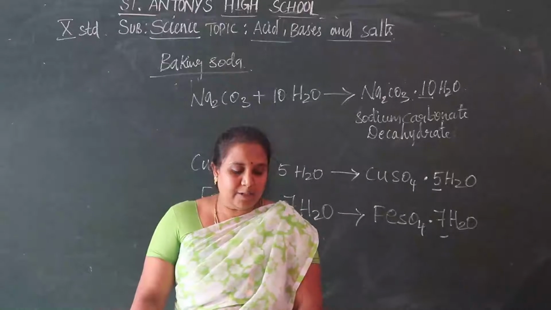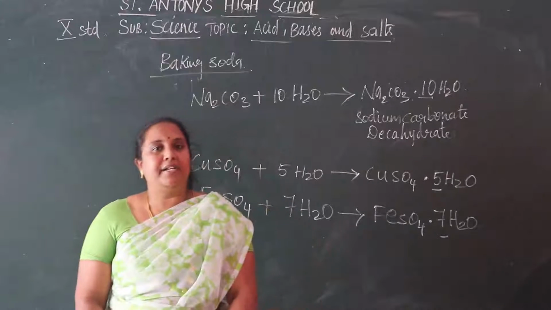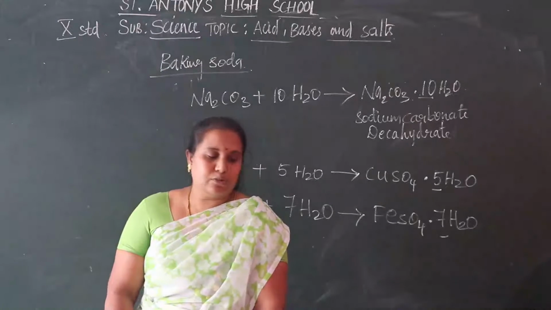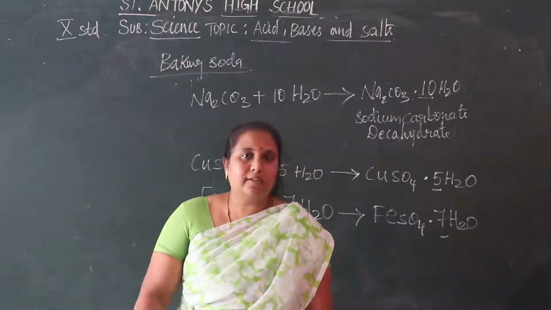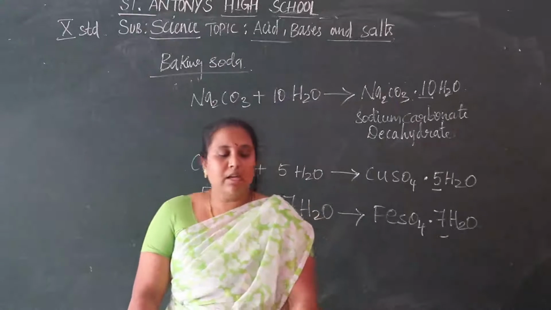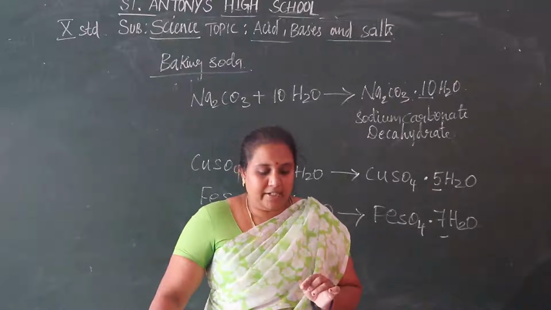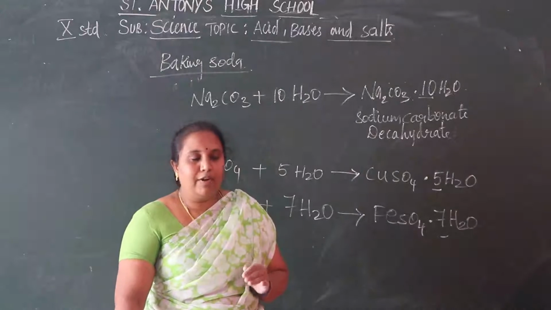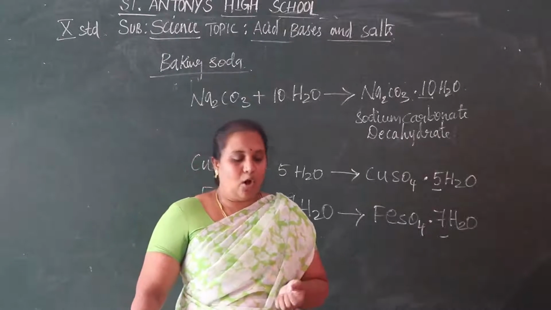So what is the effect here? Take a crystal of copper sulfate pentahydrate. This reaction is also given in your textbook. See that figure while watching this video. Keep your textbook near you. We are taking a crystal of copper sulfate pentahydrate in a dry boiling tube and heating it strongly over the flame.